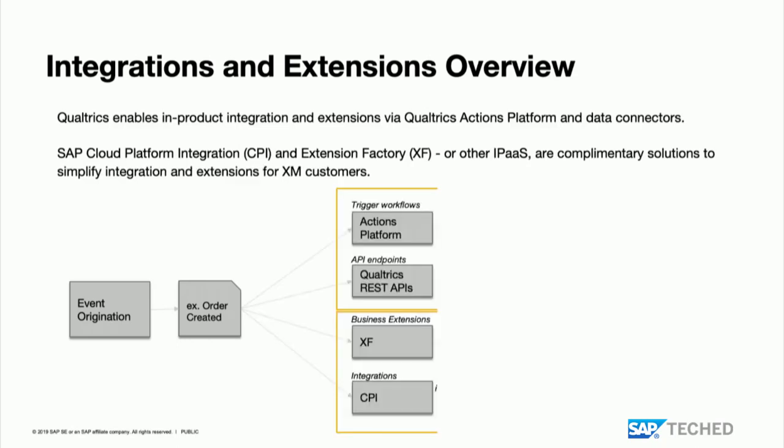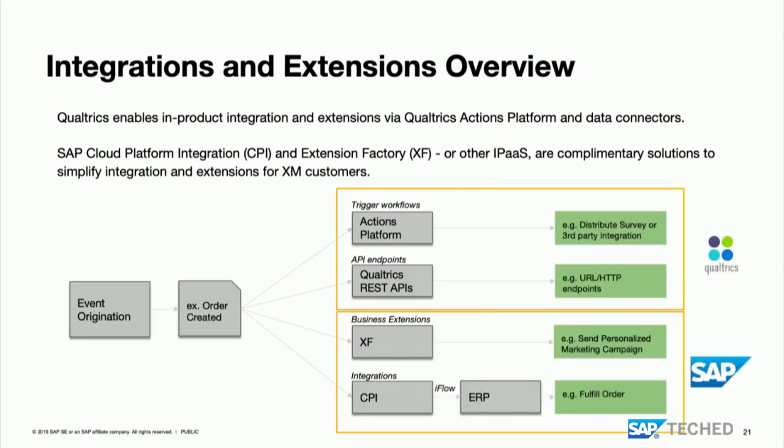Something like that occurs. And then you have this eventing mechanism and these interfaces that can receive those events and then action them, right? So, for example, we've got here the Actions platform, the Qualtrics REST APIs, Extension Factory, and then CPI as well. And so when you're looking at this, you see that there's a variety of different tasks that can occur as a result of these actions. This is a pretty powerful paradigm when you think about an eventing model for modeling your workflows, because then you can trigger all sorts of different tasks that need to occur following the key business events.